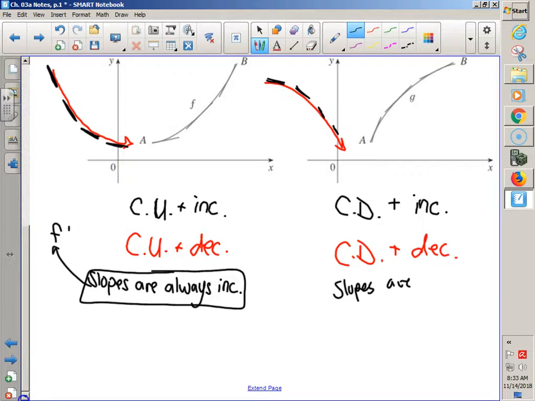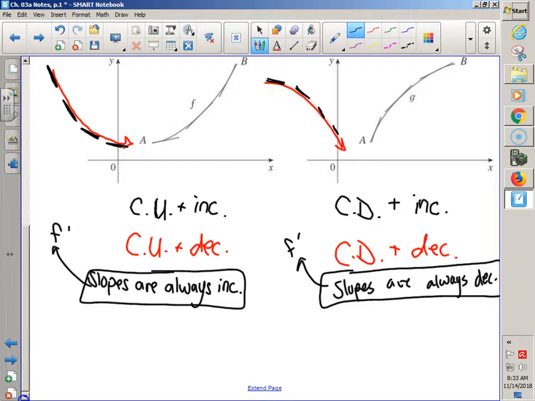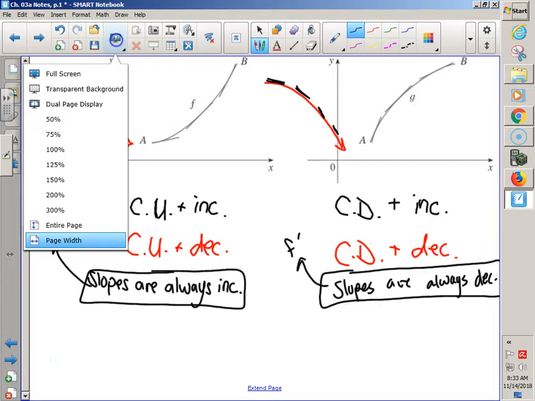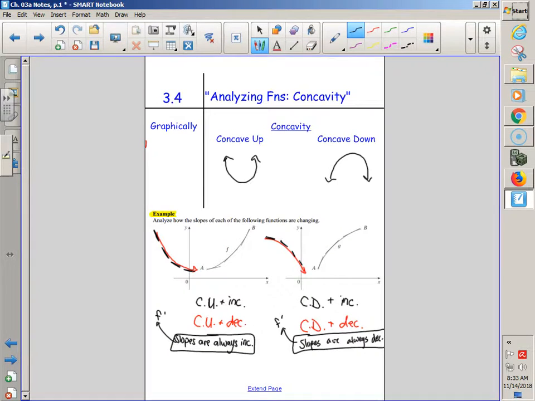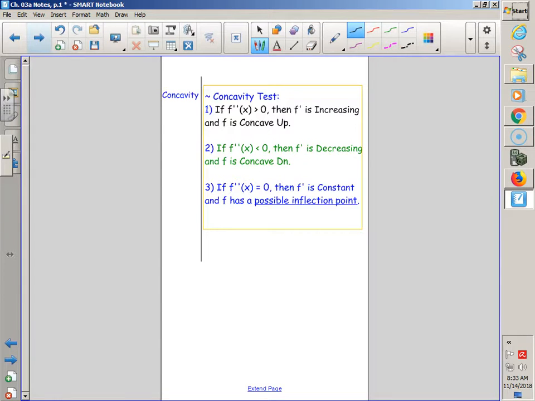For concave down. Now I'm not saying that one graph can't have some concave down and some concave up, but what I'm saying is on a concave down portion, the slopes are always decreasing, aka the f primes are always decreasing, and we'll see how that ties in together with the concavity test in just a second. Wait a minute. Concavity test? I thought we were supposed to be looking at the second derivative.